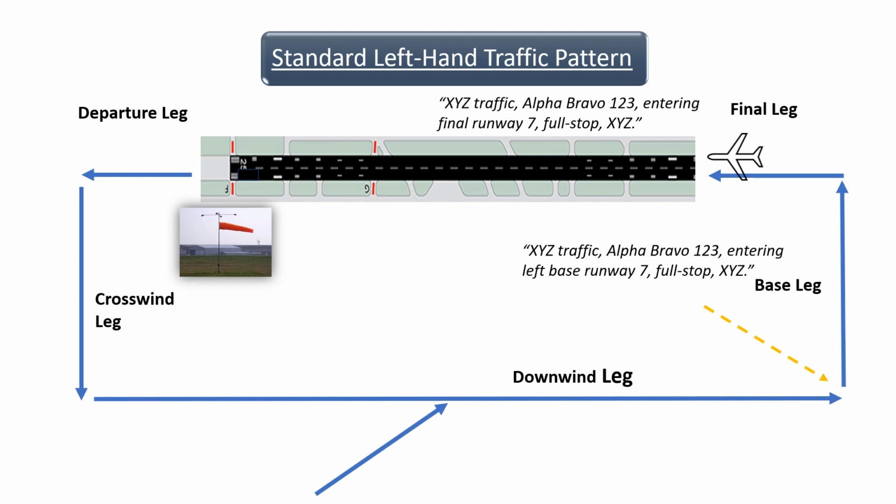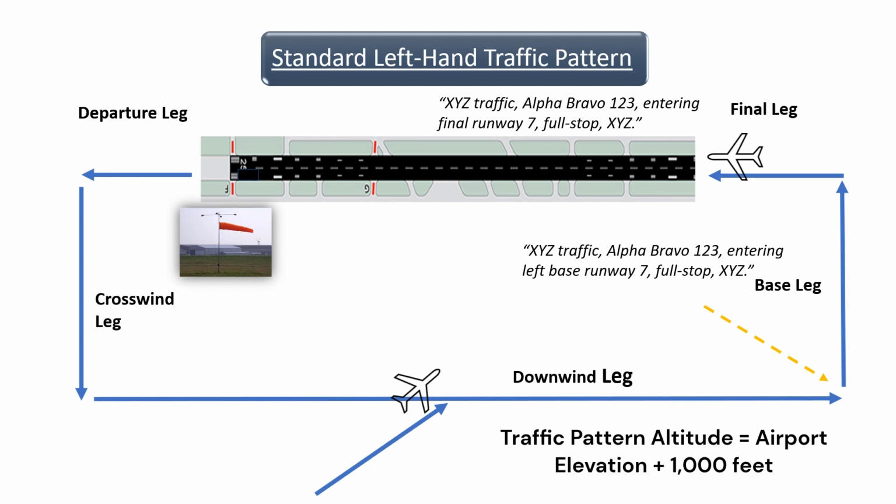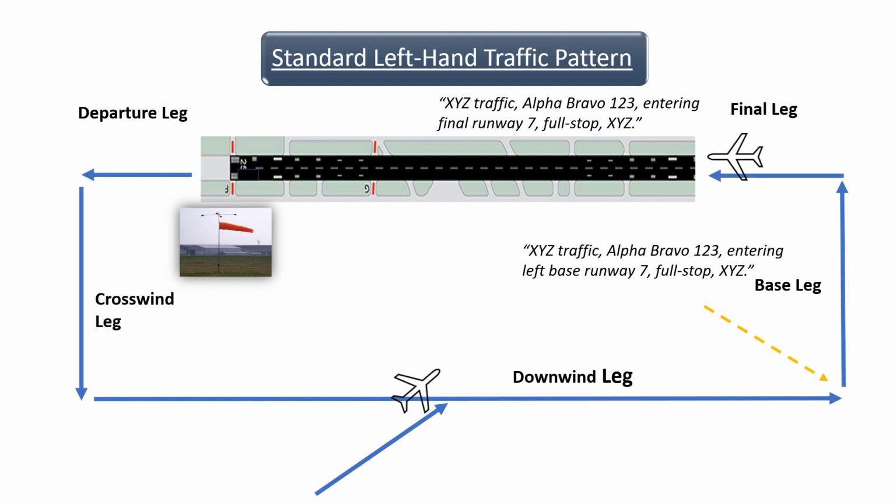When entering the traffic pattern on arrival, pilots should enter the traffic pattern at a 45-degree angle to the midpoint of the downwind leg at traffic pattern altitude as shown. Traffic pattern altitude is typically 1,000 feet above the airport elevation. When entering the airport traffic pattern, the pilot would make a radio call on the CTAF, Unicom or Multicom depending on the applicable radio communication frequency for the airport. The radio call would sound something like this. XYZ traffic, Alpha Bravo 1-2-3, entering left downwind runway 7, full stop, XYZ.